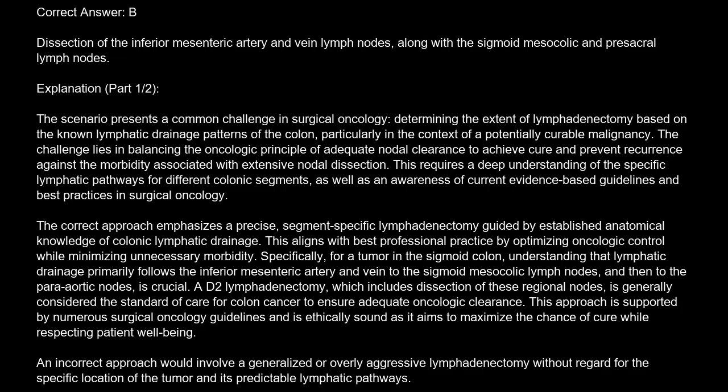The correct answer is B. Dissection of the inferior mesenteric artery and vein lymph nodes, along with the sigmoid mesocolic and presacral lymph nodes. Explanation. The scenario presents a common challenge in surgical oncology, determining the extent of lymphadenectomy based on the known lymphatic drainage patterns of the colon, particularly in the context of a potentially curable malignancy.